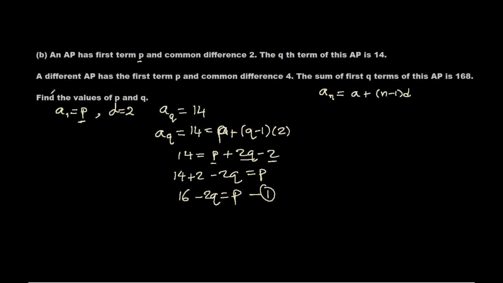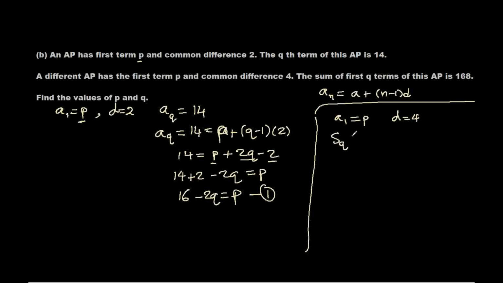Let's talk about the second one. A different AP, so we'll have to separate it now. It has the first term p again, same. Okay, a1 is p. Common difference is 4, not 2 this time, so that means this will increase faster. The sum of the first q terms is 168. Find the values of p and q. So we'll get one equation in terms of p and q for this also. So we know the formula for Sn also, which is n over 2, (2a plus (n minus 1) d).